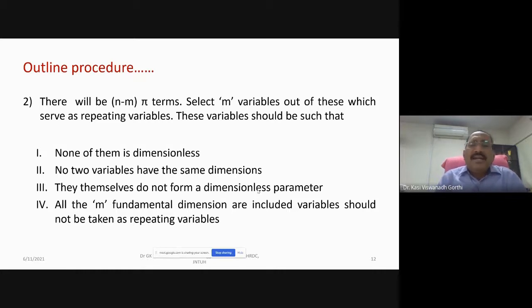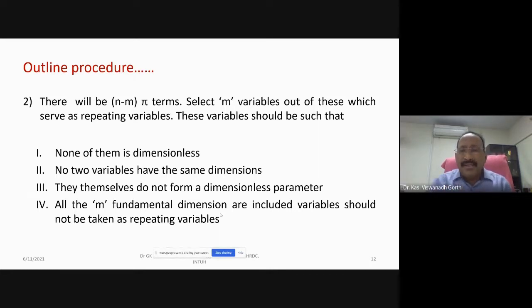All the m fundamental dimensions must be included in the variables chosen as repeating variables. That means while choosing repeating variables like rho, d, and g, if you look at the dimensional formula for all the three terms, you should have mass, length, and time to describe these parameters.